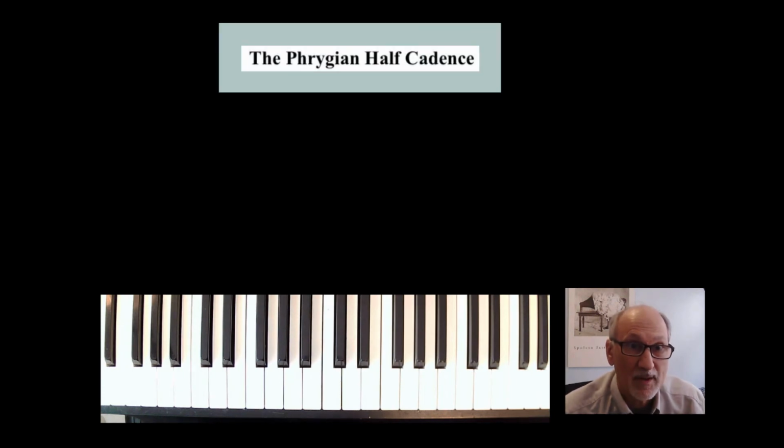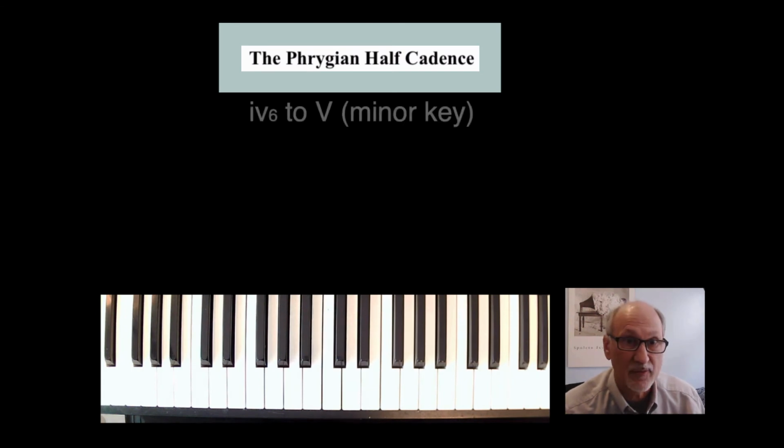Okay, one other topic here called the Phrygian half cadence. This cadence is only possible in a minor key, and it's only possible with inversions. Specifically, the Phrygian cadence is a 4 chord going to 5, but the 4 chord is in first inversion. It's actually a half cadence because it ends on a 5 chord.